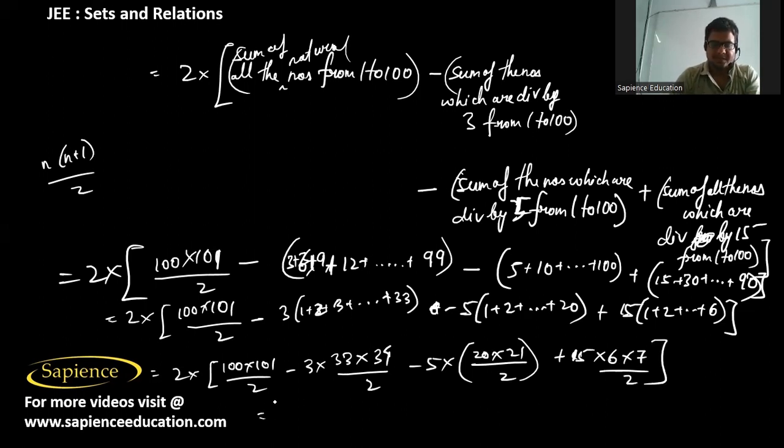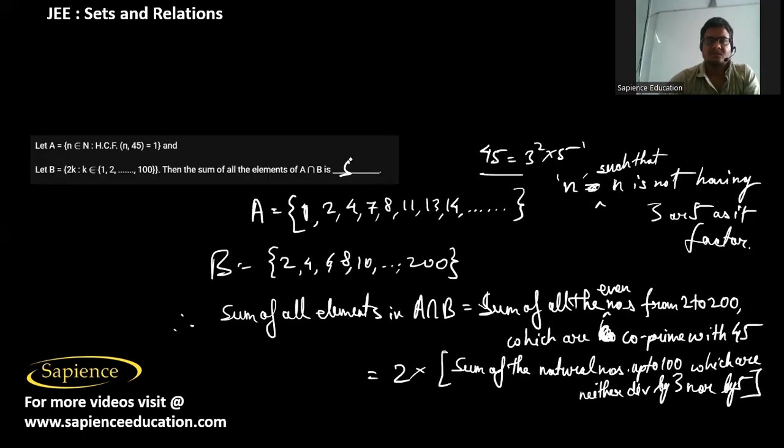So this 2 will get cancelled if you take half as common outside. So this will be 10,100 minus 3 into 33 into 34, that is 99 into 34, minus 100 into 21, that is 2100, plus 15 into 6 into 7, 15 times 6 is 90, 7 nines are 63, 630. So if we solve it, then we will get 5264. So the answer is 5264.